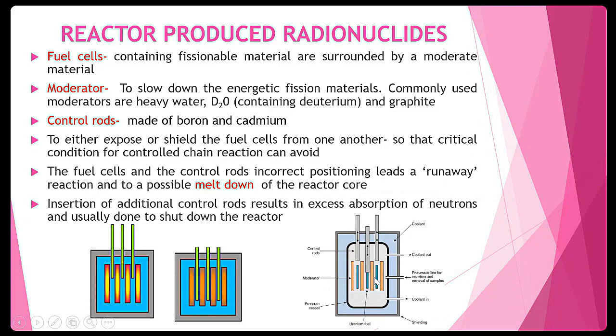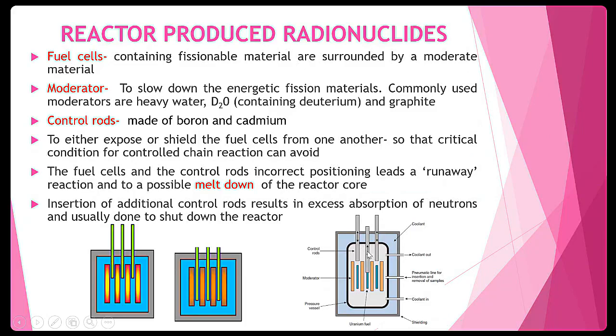Then we have something called a moderator. This orange color one is the moderator. What the moderator does is slow down the fission process. The materials we mostly use in the moderator are heavy water or deuterium, D2O, and graphite. Then we have something called a control rod.